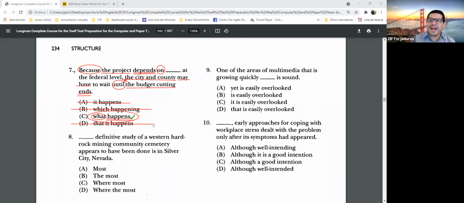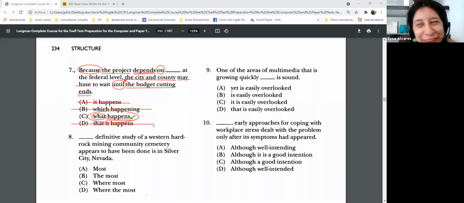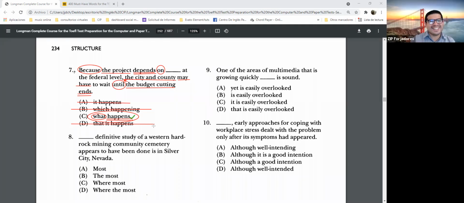Remember, what are the noun clause connectors? Noun clause connectors. What? Who? Which? What else? Who, which, and that? Oh my god. Do you want to check it out?